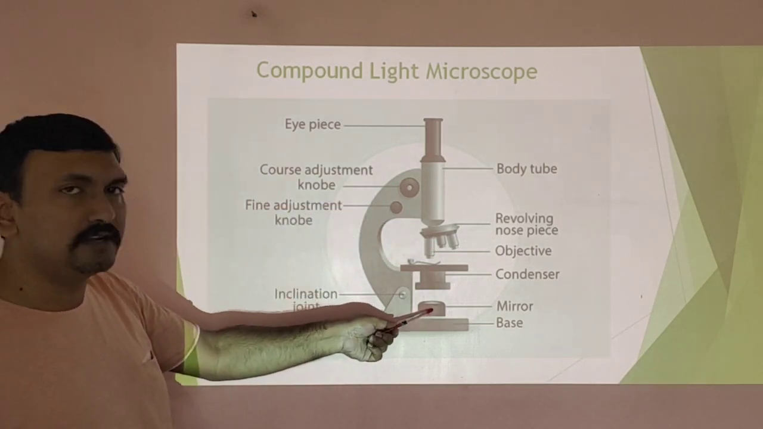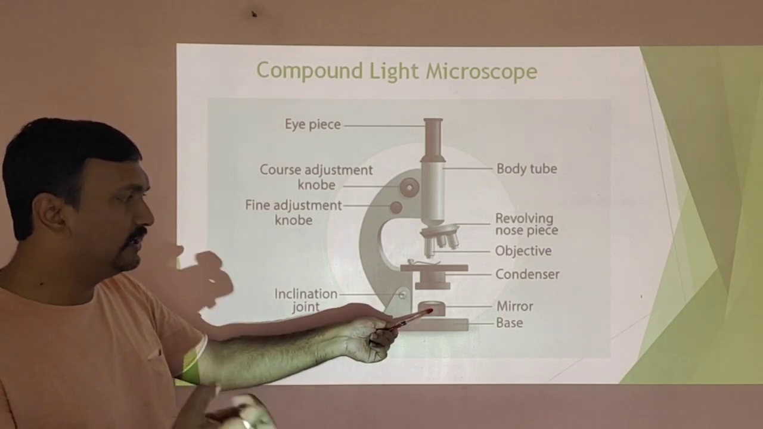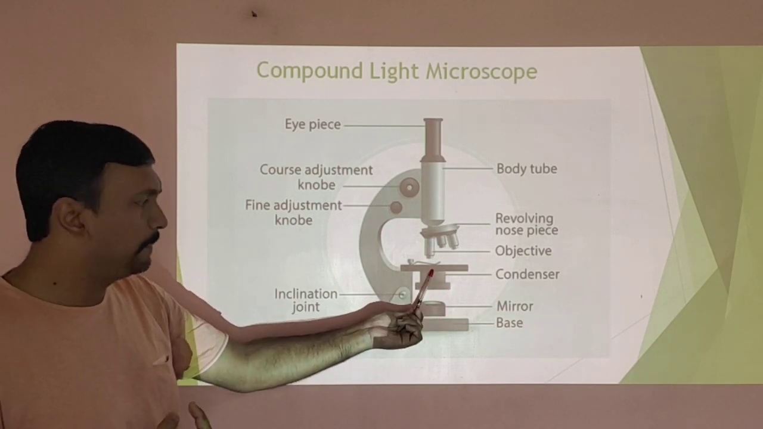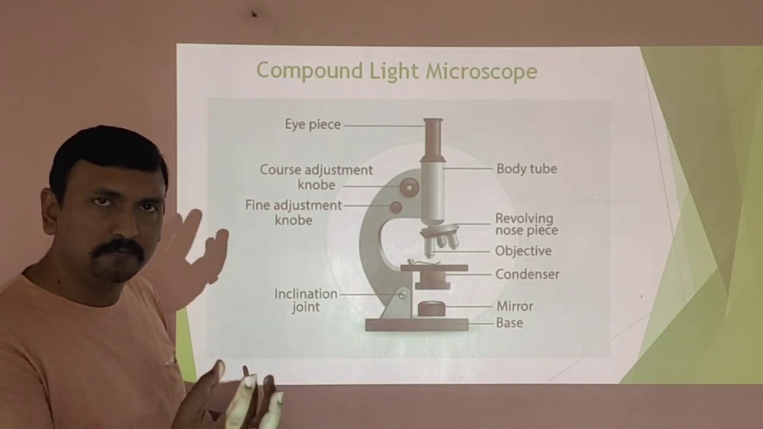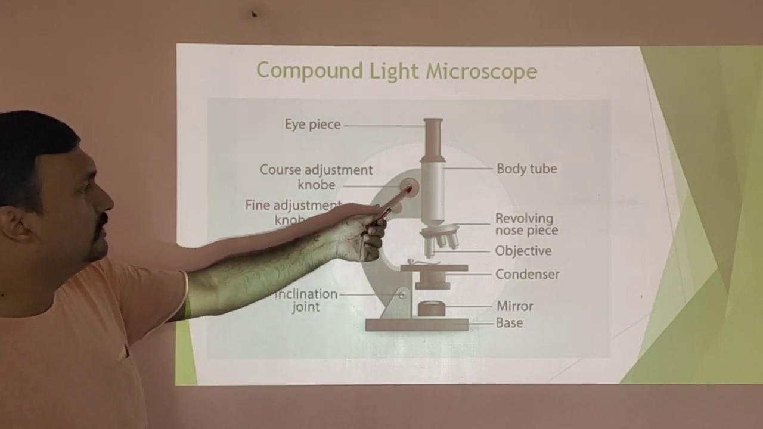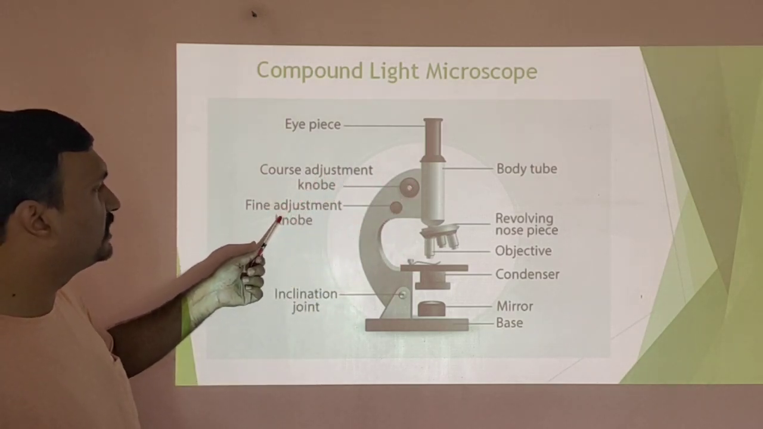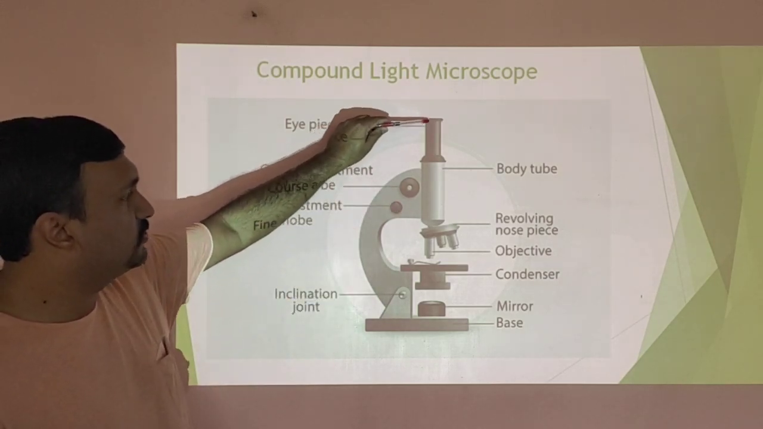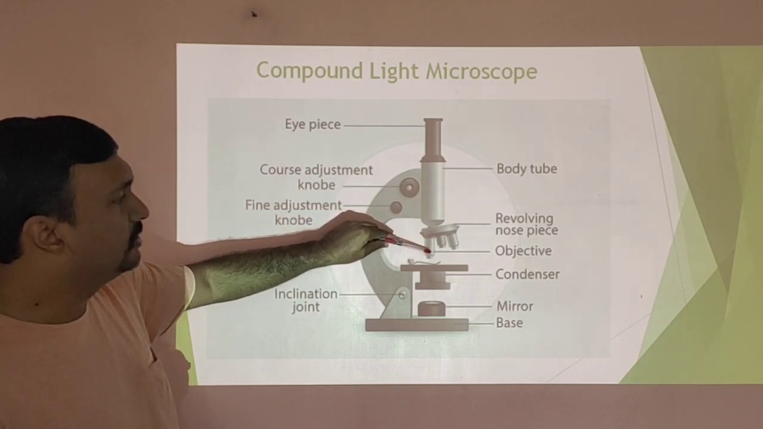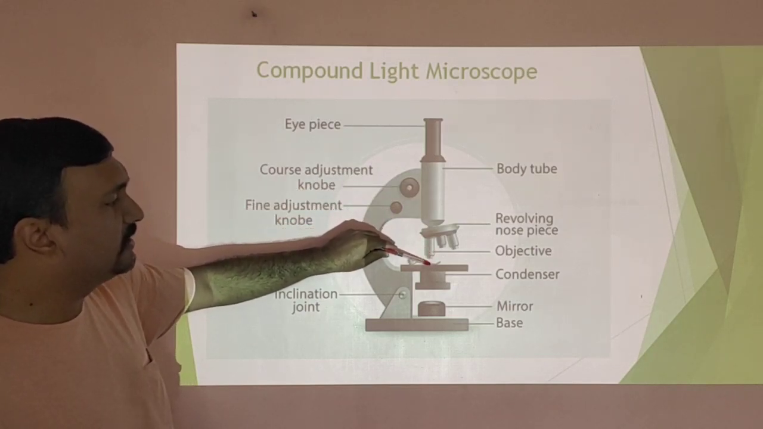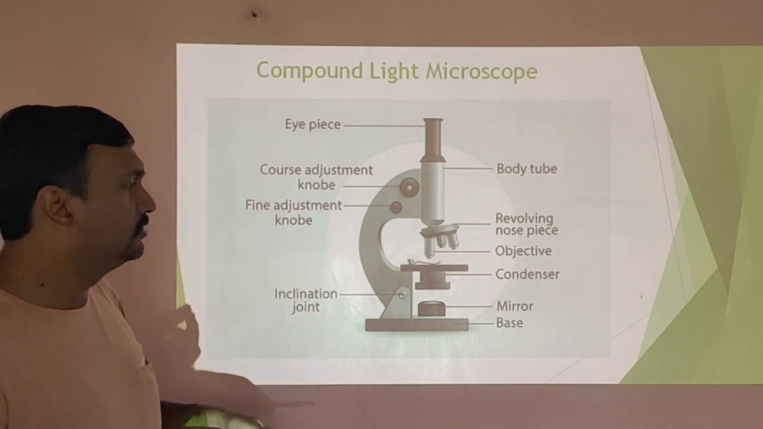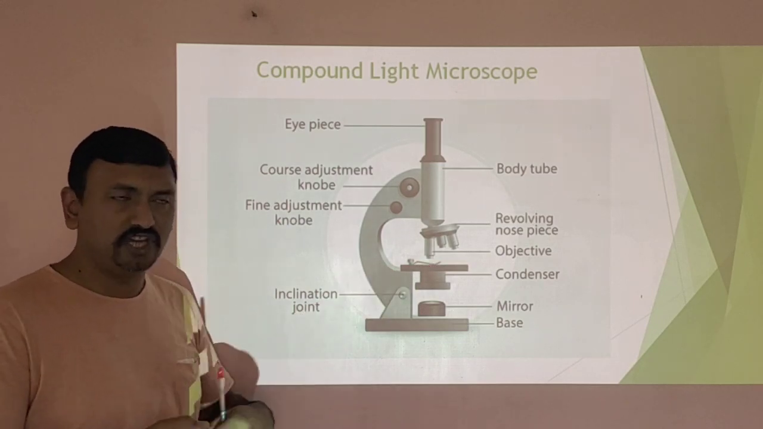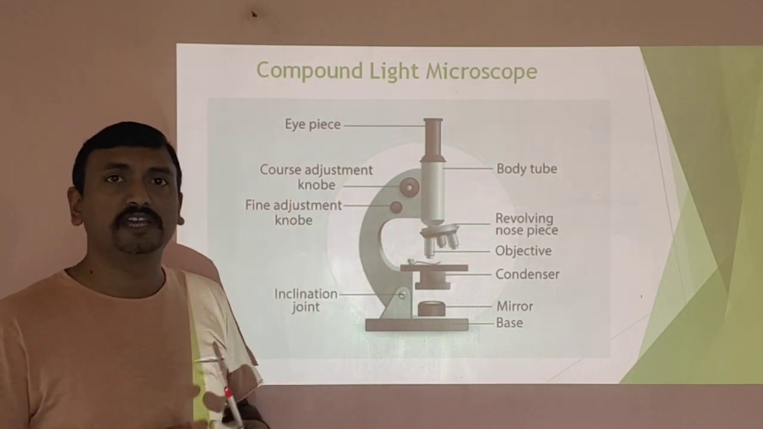Then you have a mirror which can take light and project it through this, which is called a condenser. Or there can be even a source of light, a bulb can be put there. These are two adjustments called coarse adjustment and fine adjustment knobs, with the help of which the distance between the eyepiece and the objective lens and the specimen that you want to observe, which is kept here, can be changed so that a proper image can be seen.